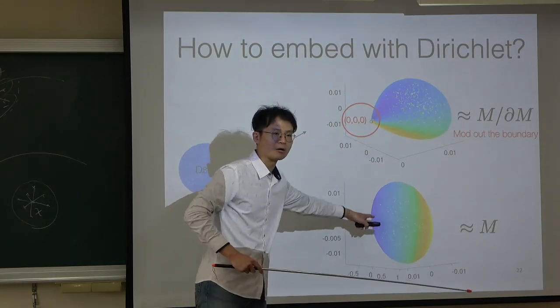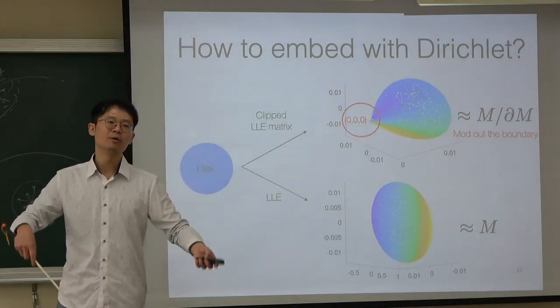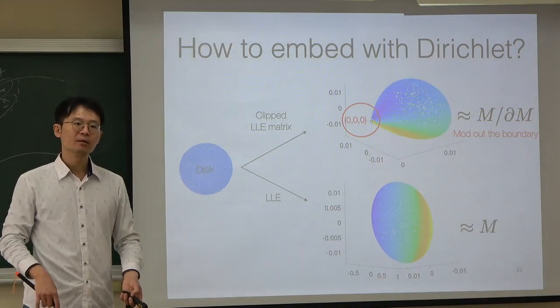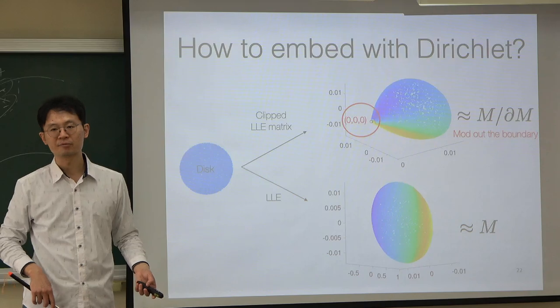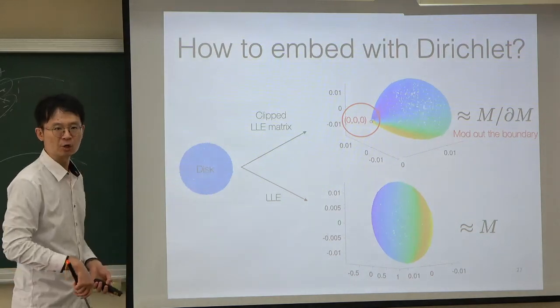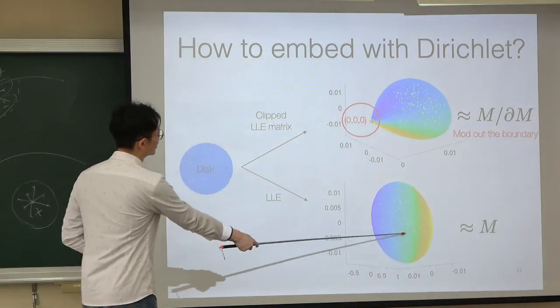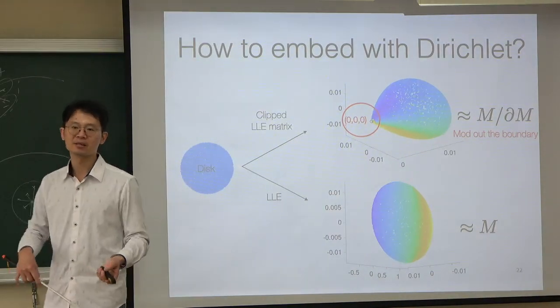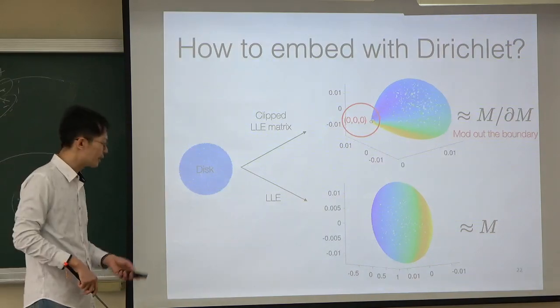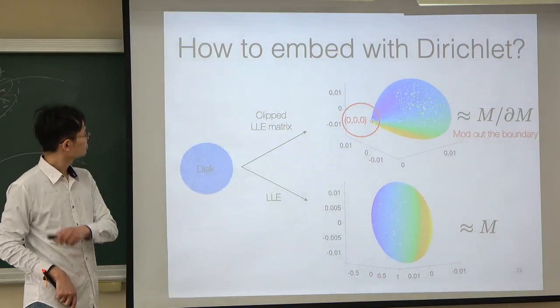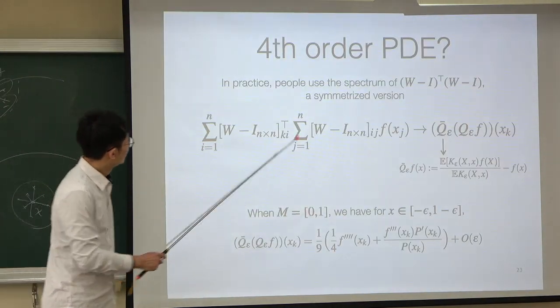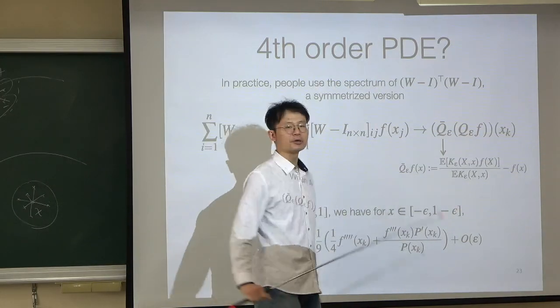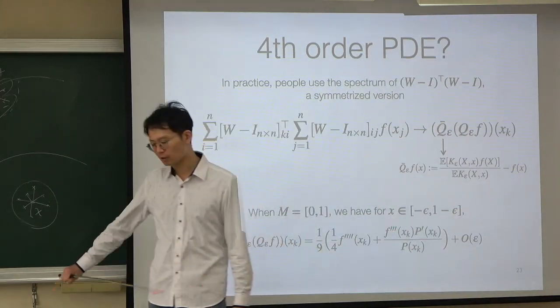But why? How? We still don't know, because when you have a boundary, you get some crazy differential operator. We do not know its behavior, so we cannot even understand why LLE will give you some kind of embedding when there is a manifold with boundary. And the embedding in what sense? We don't know.